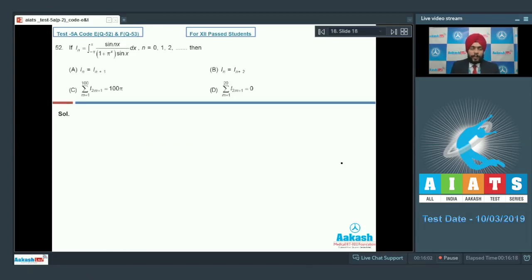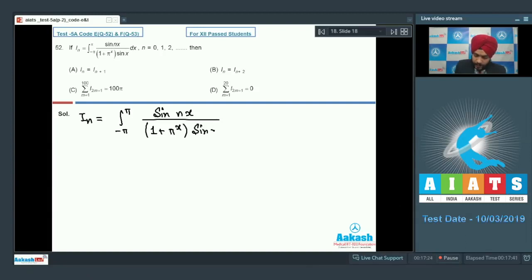Question 52, based on definite integral, says that if In is the definite integral from minus pi to pi of sine of nx upon 1 plus pi raised to power x into sine x dx, where n belongs to 0, 1, 2, that is the whole number set, then we have to identify the relation between the following options. So we have In as the integration from minus pi to pi of sine nx upon 1 plus pi raised to the power x into sine x dx.